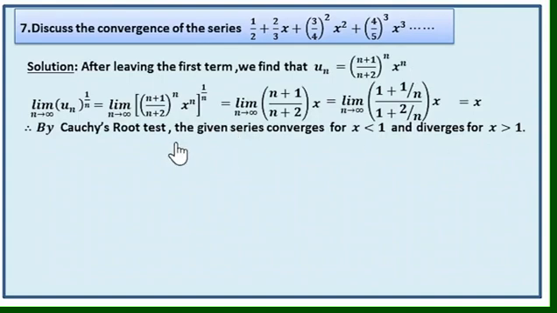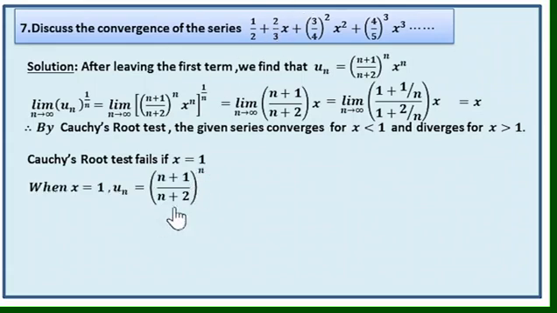And the test fails if we get the limit of un power 1 by n as n tends to infinity equal to 1, that is the test fails if x equal to 1. So we'll find the convergence of the series for x equal to 1 separately. We apply some other test. Now look at the series when x equal to 1.